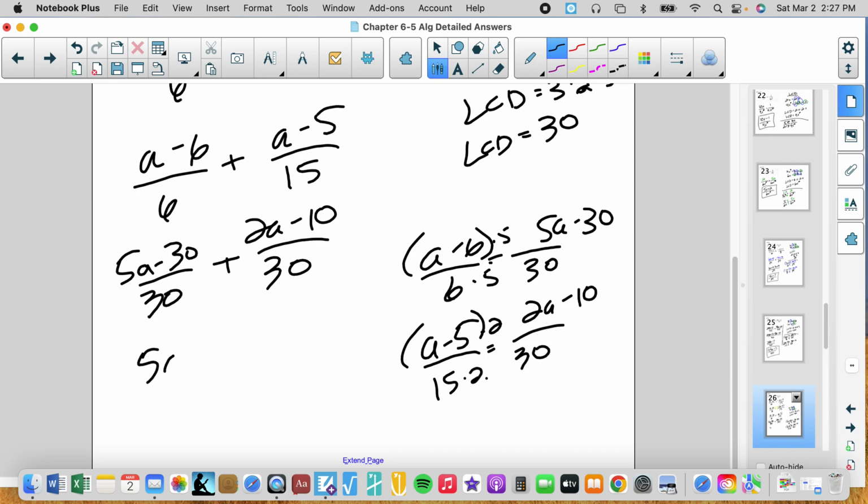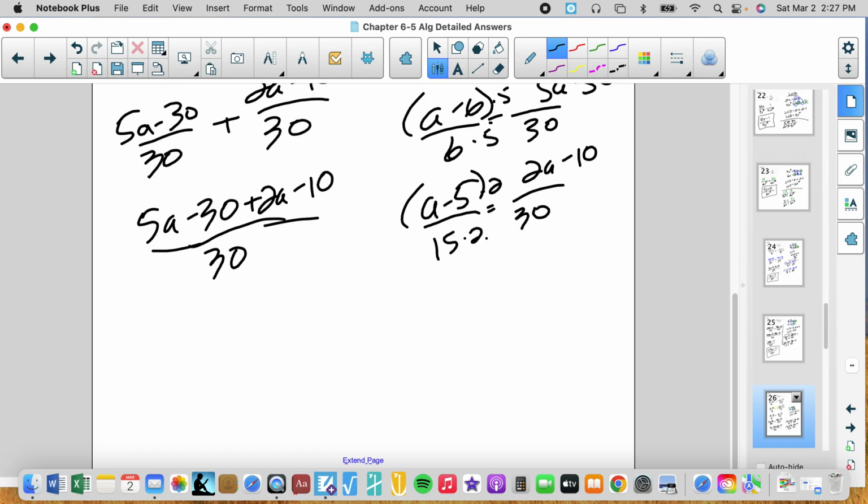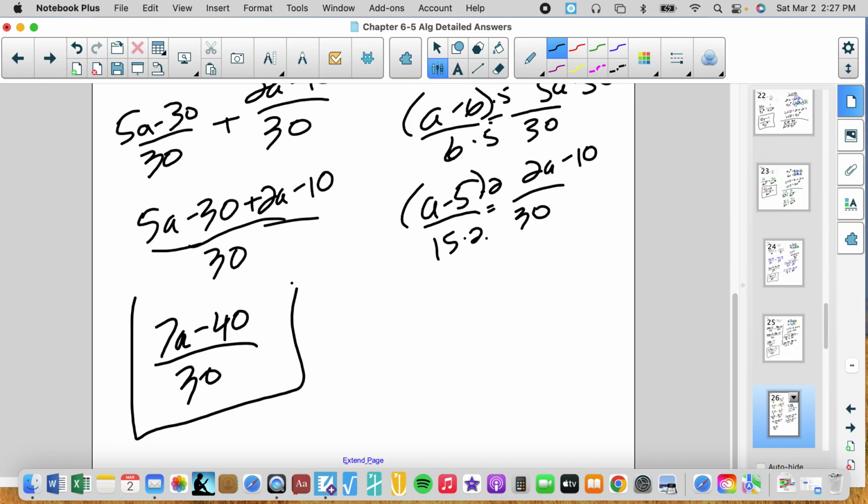Let's put them all on the same line. Plus 2a minus 10 over 30. And me pulling out that negative helps me with not having to distribute that negative out. 7a minus 40 over 30. No, nothing can factor.